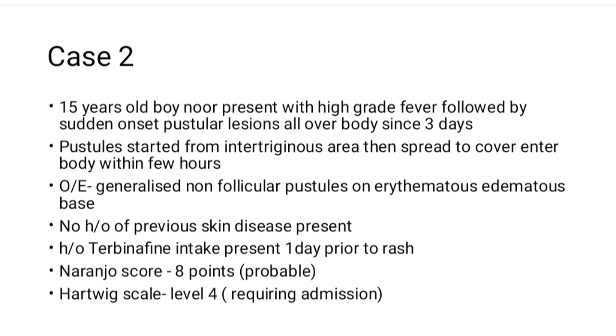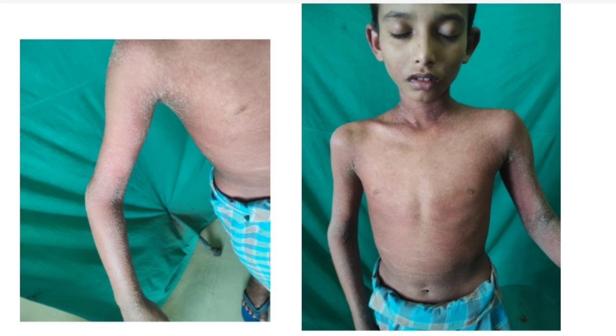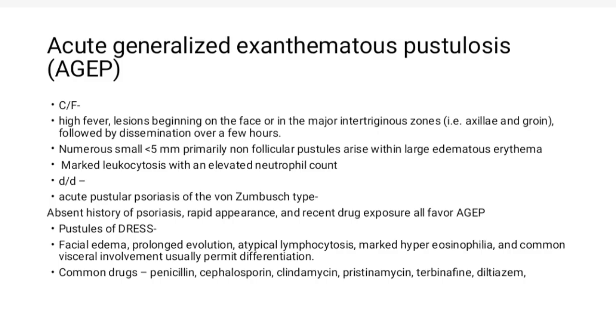History of terbinafine intake 1 day prior to the rash was there. Naranjo scale was 8, that is probable. Hartwig scale was level 4, that was requiring admission and stoppage of the drug. So here is the picture showing predominantly non-follicular pustules on an erythematous base distributed generally. And the diagnosis would be acute generalized exanthematous pustulosis.